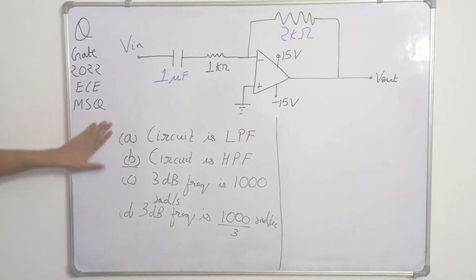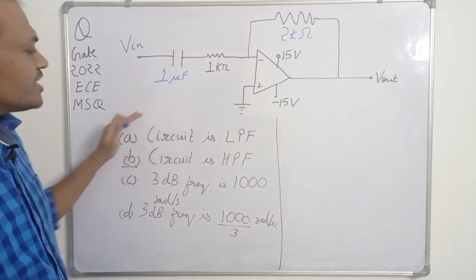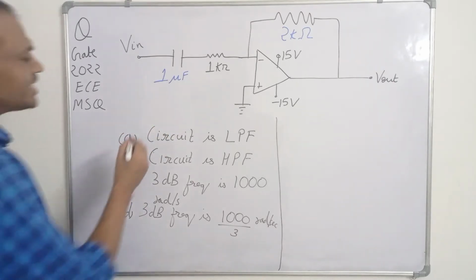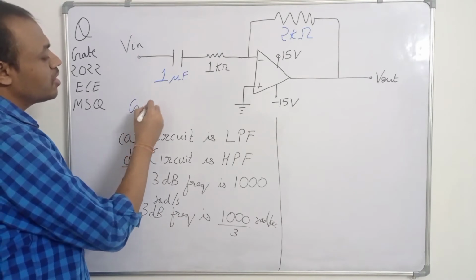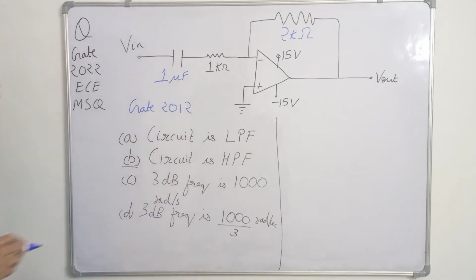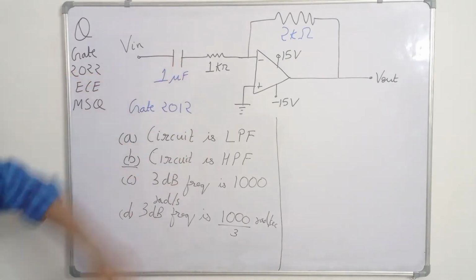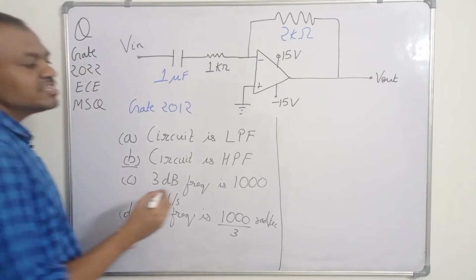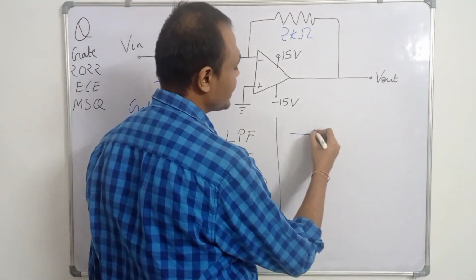This is a multiple select question, so more than one option can be correct, and it was introduced in 2021. And this question is very similar to a GATE 2012 question from electronics branch, that was a 2 mark question. So this is a circuit of a practical differentiator.